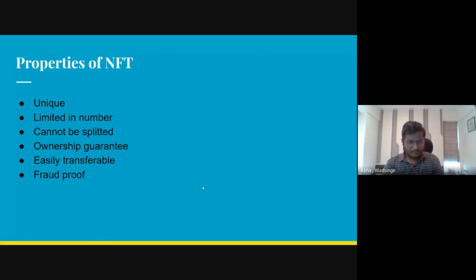Now coming towards the properties of NFTs. It's unique, it's limited in number, and it cannot be split. Now we'll take an example of how it's unique. Marshmello releases a song, and what he decided is that he will sell this song as an NFT. Earlier he used to upload on YouTube or any other platform, but now he decided that he'll make this music video an NFT.